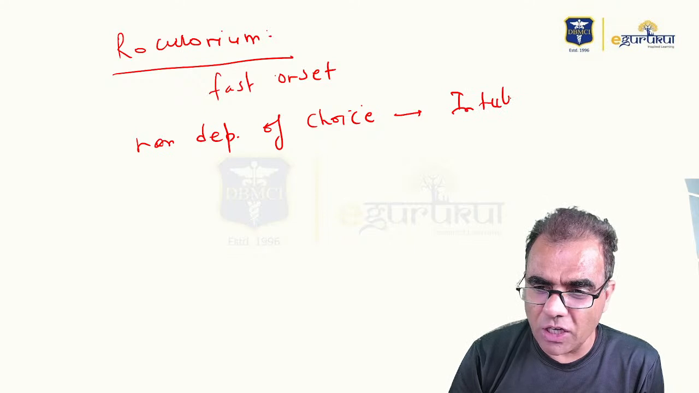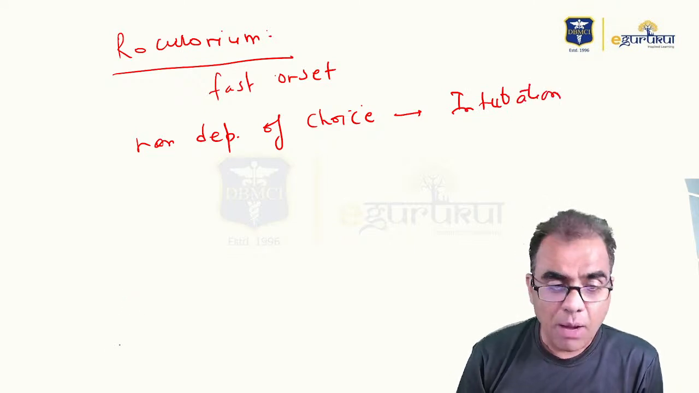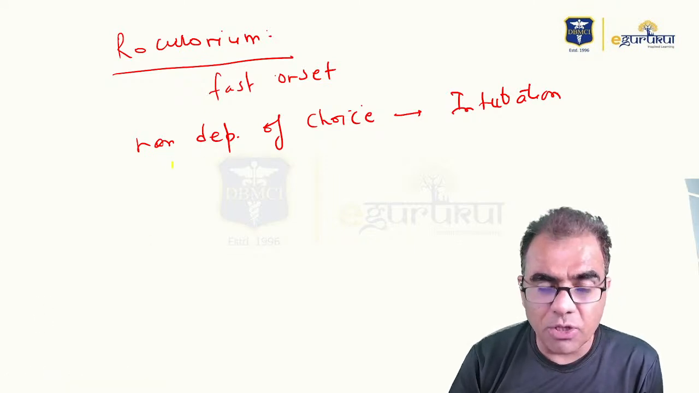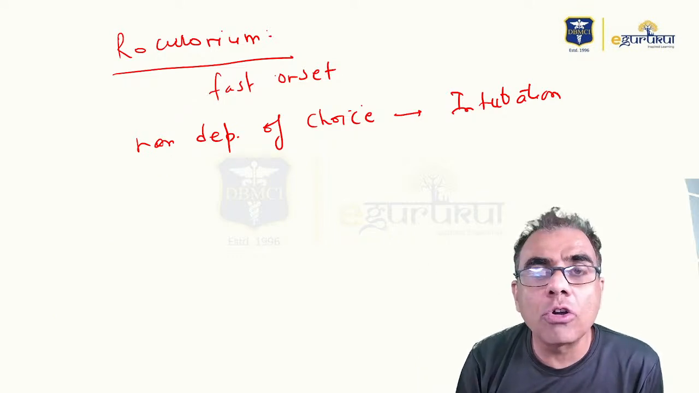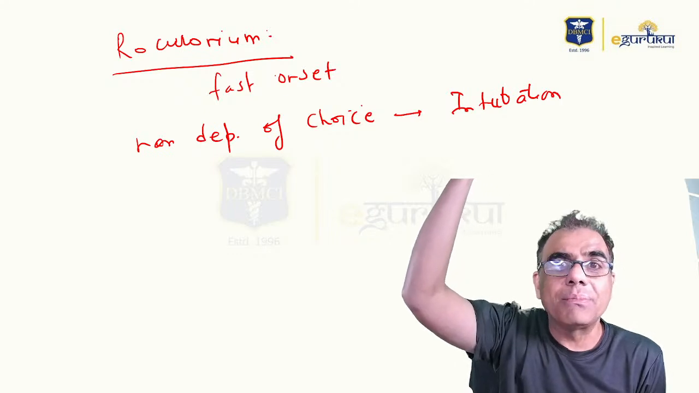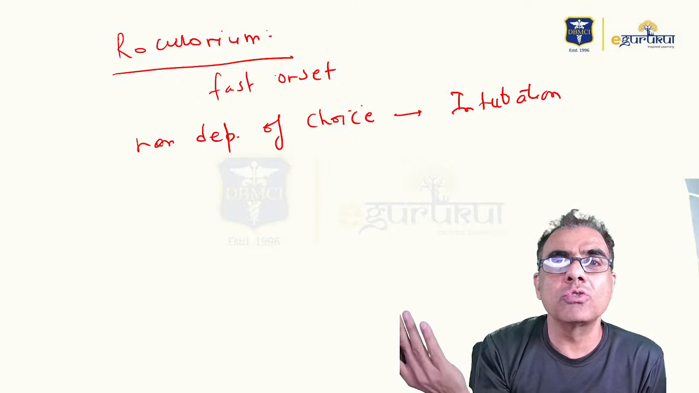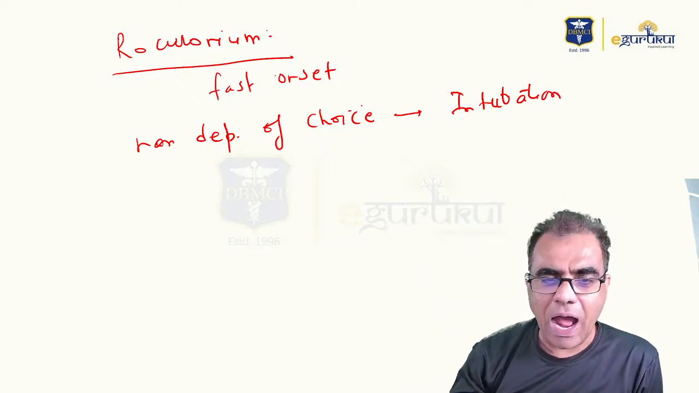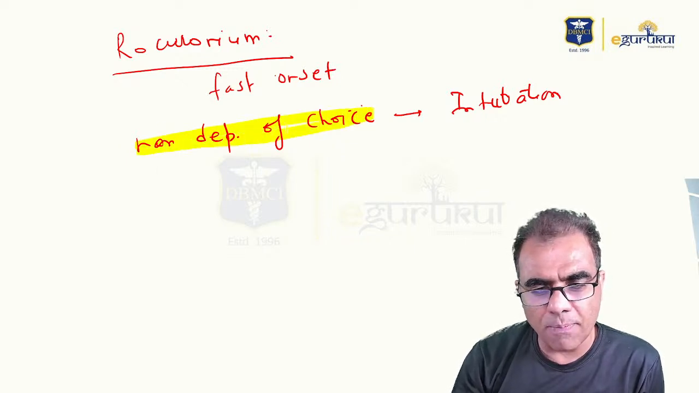Muscle relaxant of choice for intubation is succinylcholine, I told you. But if there is some condition where we cannot use succinylcholine, like say the patient is already having hyperkalemia, you cannot use it, or the patient already has increased intracranial pressure, neurosurgery, you cannot use it, or glaucoma, you cannot use it. So in that case, we have to intubate the patient with a non-depolarizer, and the non-depolarizer of choice for intubation is rocuronium.